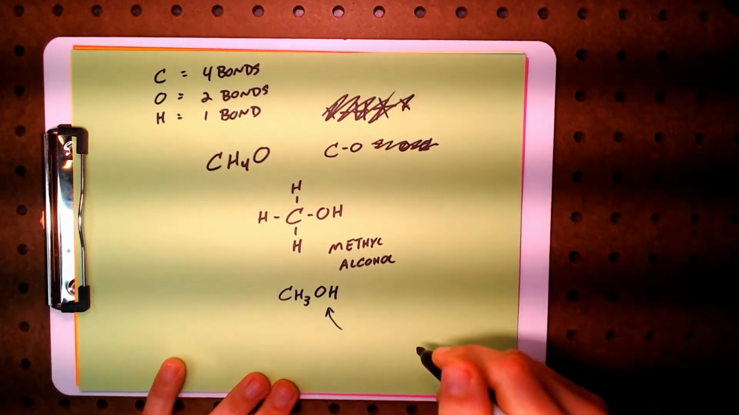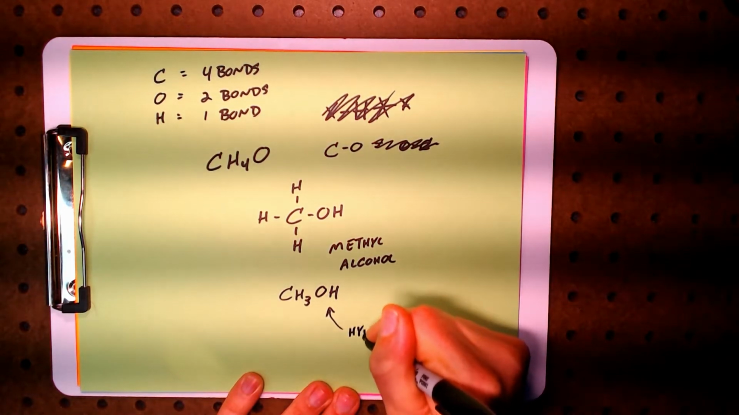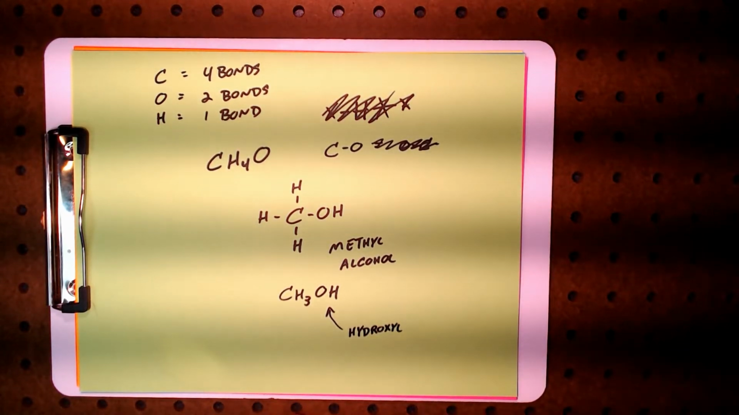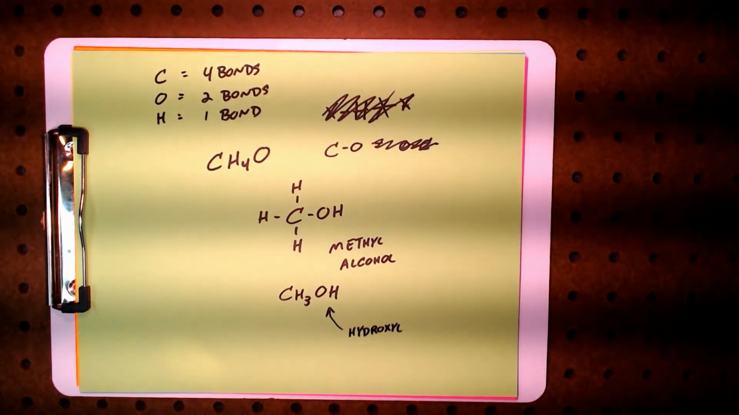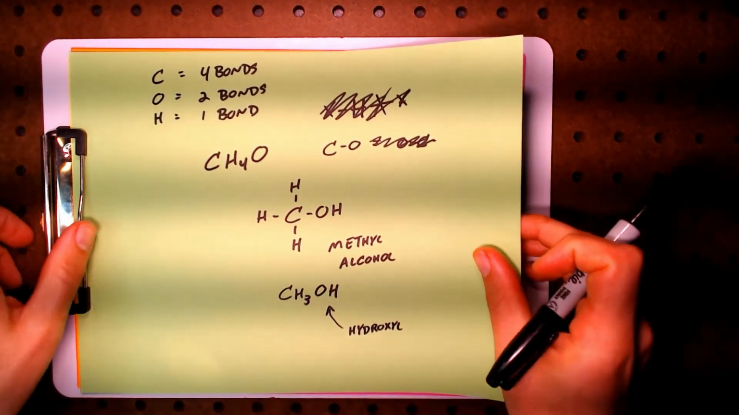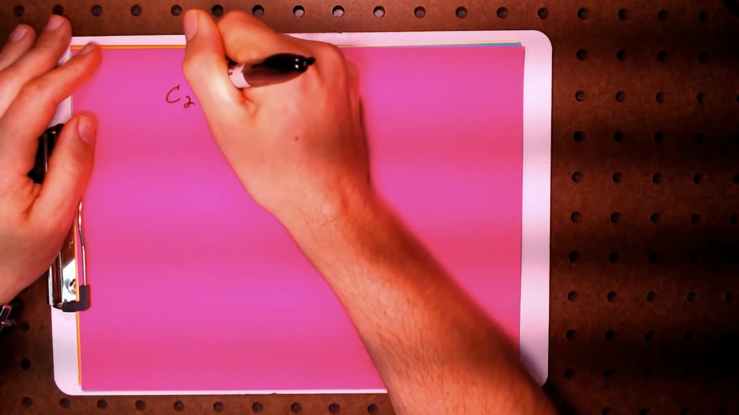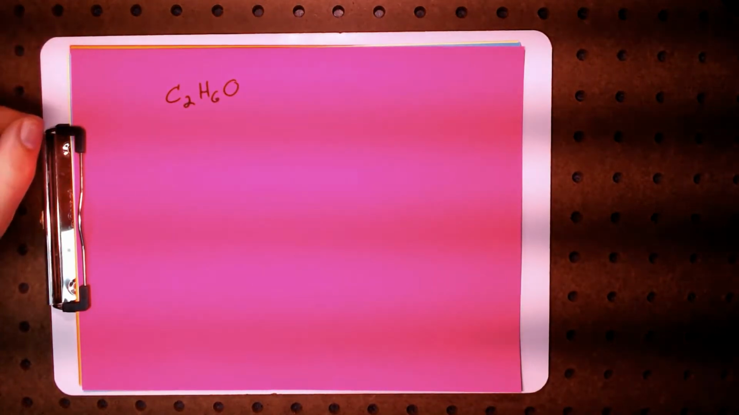We're going to talk about functional groups later on, but this is a hydroxyl group. And when you see that, you know that you're dealing with an alcohol. Just a hydrocarbon with a hydroxyl attached to it, that makes it an alcohol. Now, if I want to get a little bit more complicated, so let's go on to my next molecule here. What if I had the molecular formula C2H6O? What would that molecule look like?